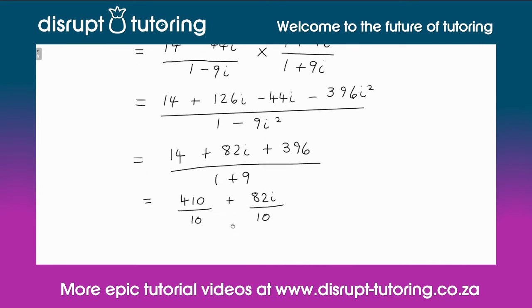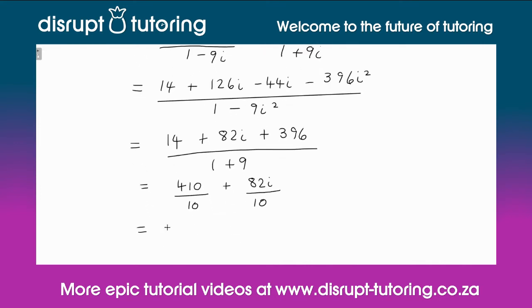We could simplify a little bit. That's going to give us 41 plus 82 over 10 simplifies to 41i over 5. And we always write it with a real and an imaginary part as two separate terms. Okay, so that was A and B.